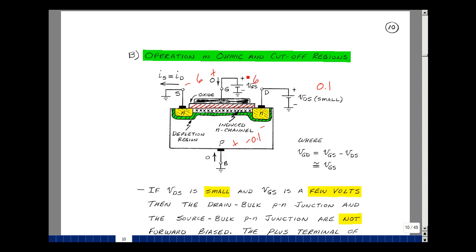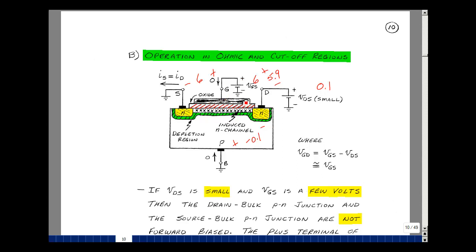The voltage between the gate and drain is going to be this node voltage of 6 minus 0.1. So the voltage between here and here is 5.9. The voltage between the gate and the source and the gate and the drain are about the same. The plus sign here is like a big magnet. It's going to repel positive charges.